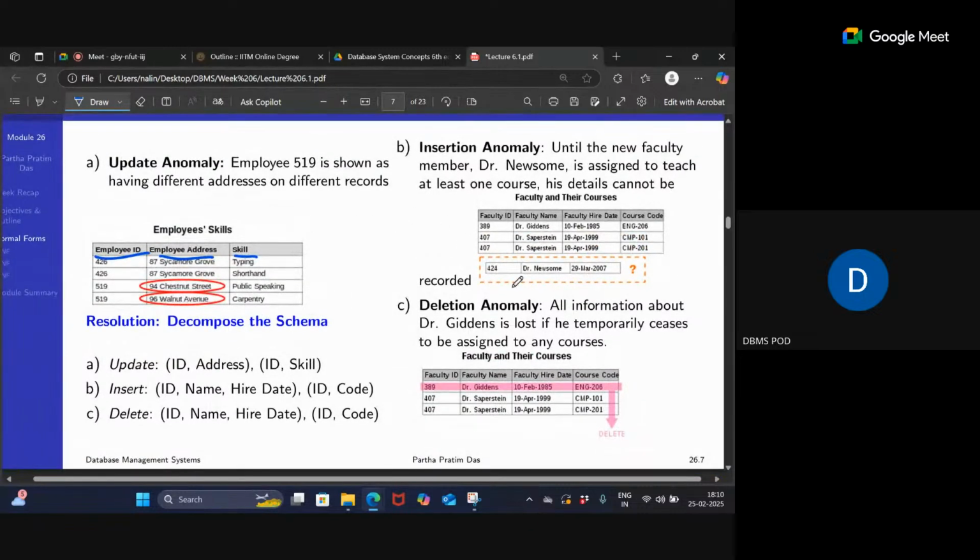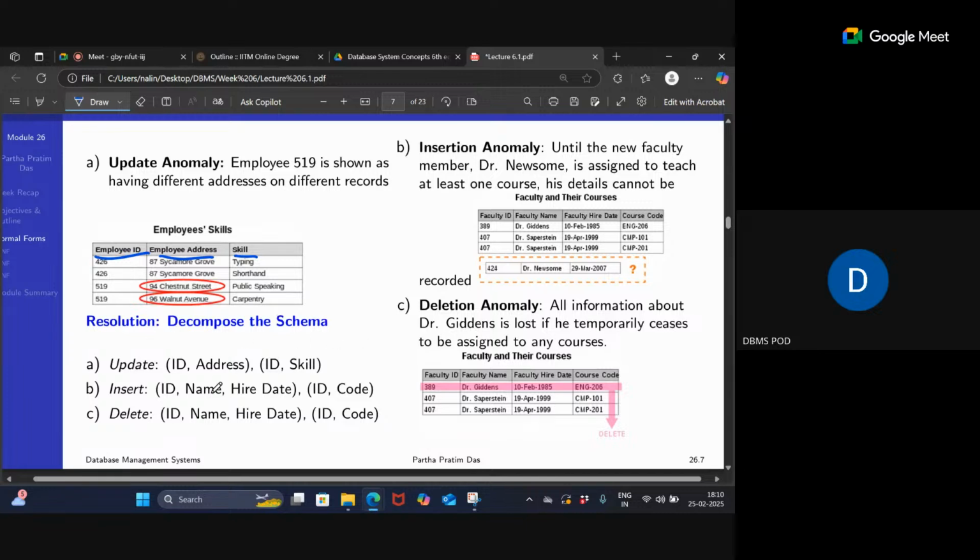So what is the resolution for this? The thing is, we can decompose our schema. This is the current schema, right? Employee skills, we can decompose it. The faculty also we can decompose, like faculty information in a separate table and course information in a separate table. So decomposition of the tables is the resolution to avoid these anomalies.